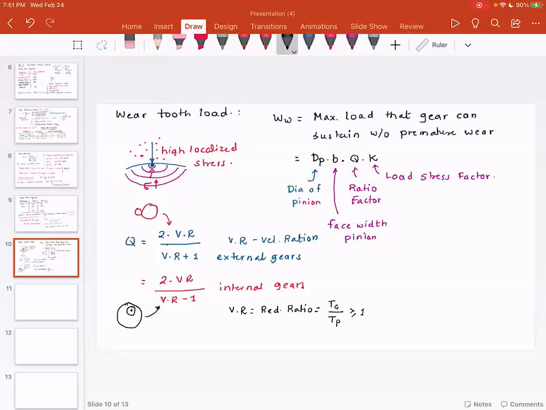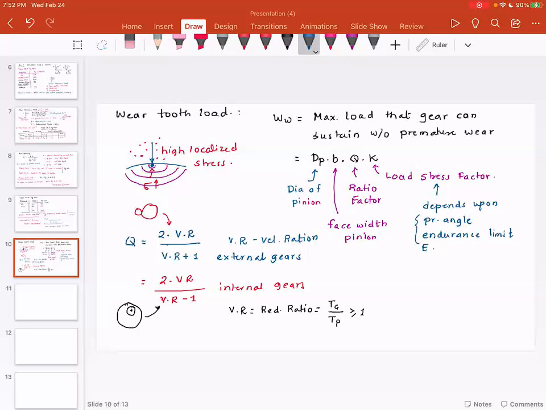Now let me spend some time on what this load stress factor is. This load stress factor depends upon pressure angle, endurance limit, and the Young's modulus, E. Now, this is something interesting that we need to spend some time on, because the hardness dictates the endurance limit, and endurance limit dictates the hardness, and both these together dictate how much wear strength the gear has.